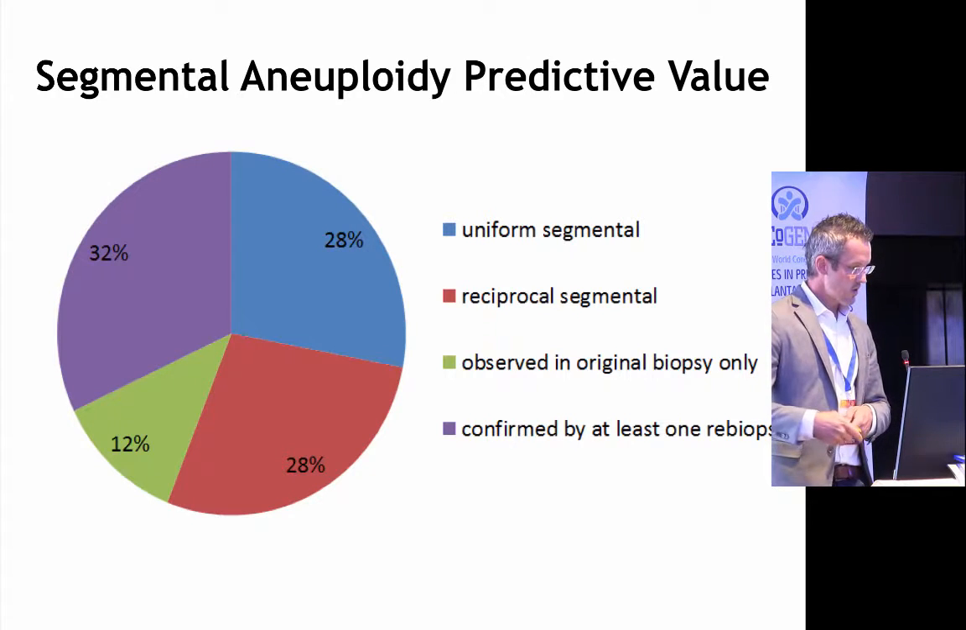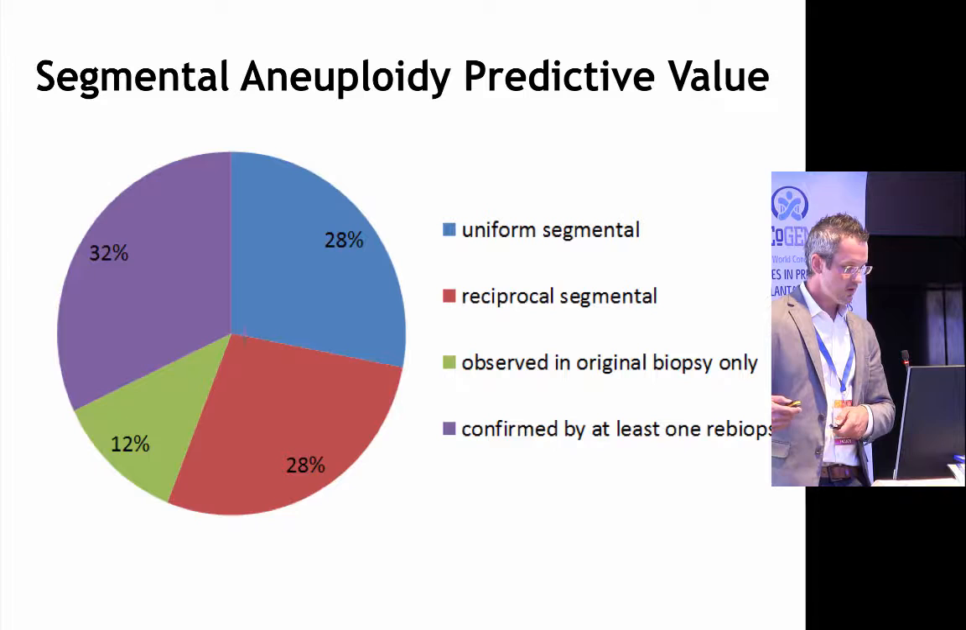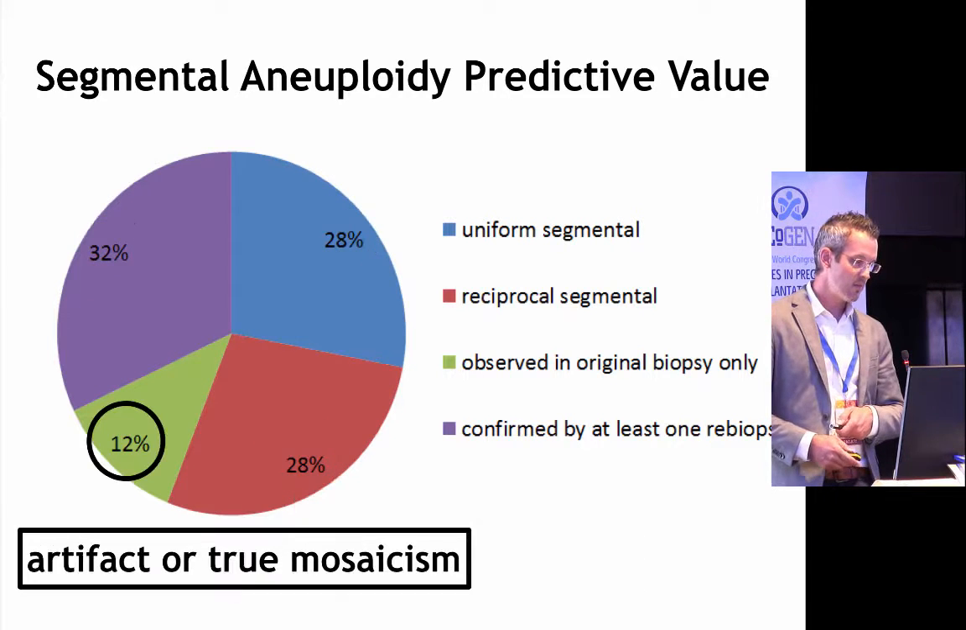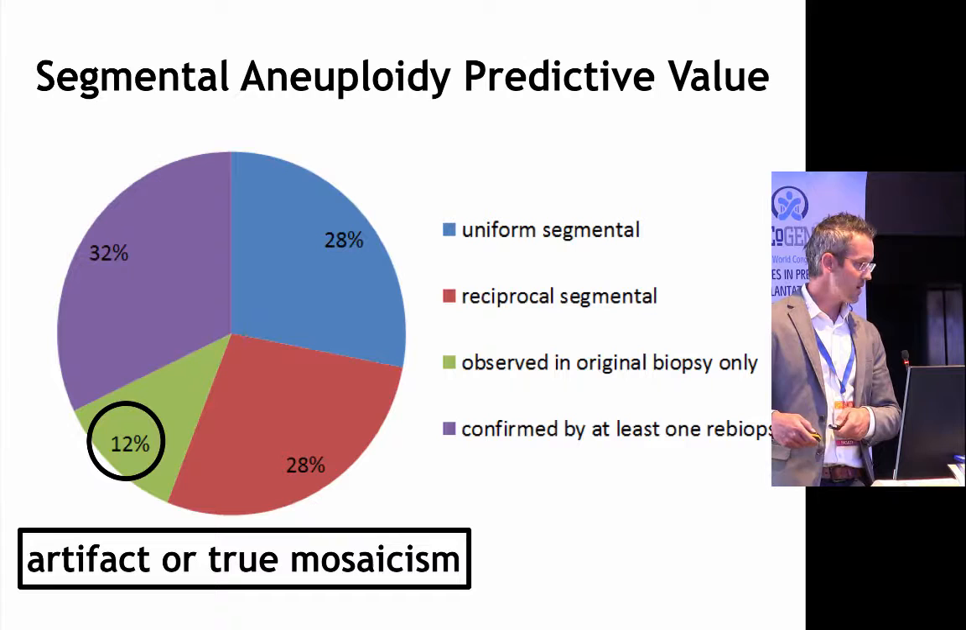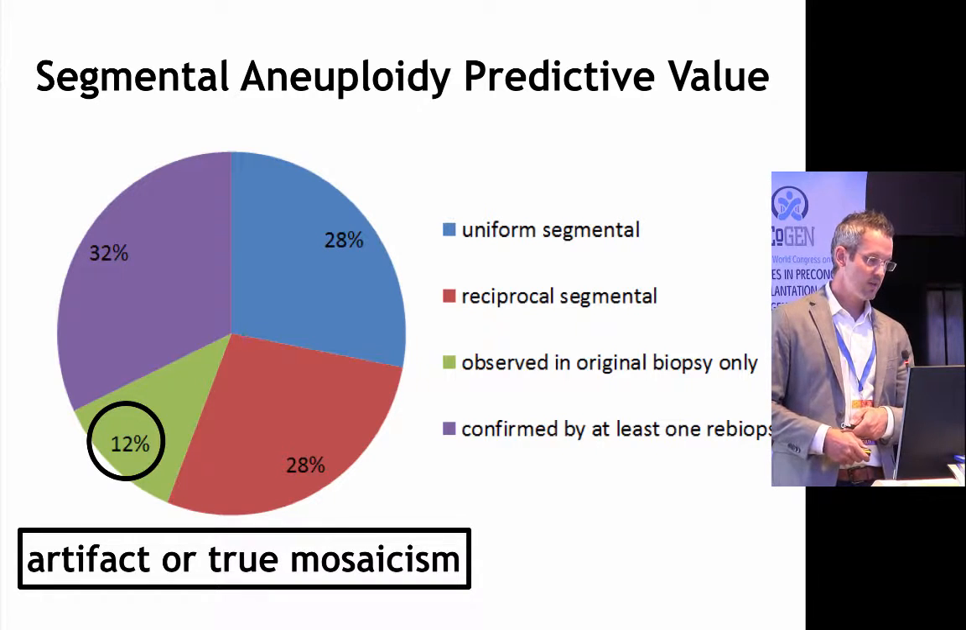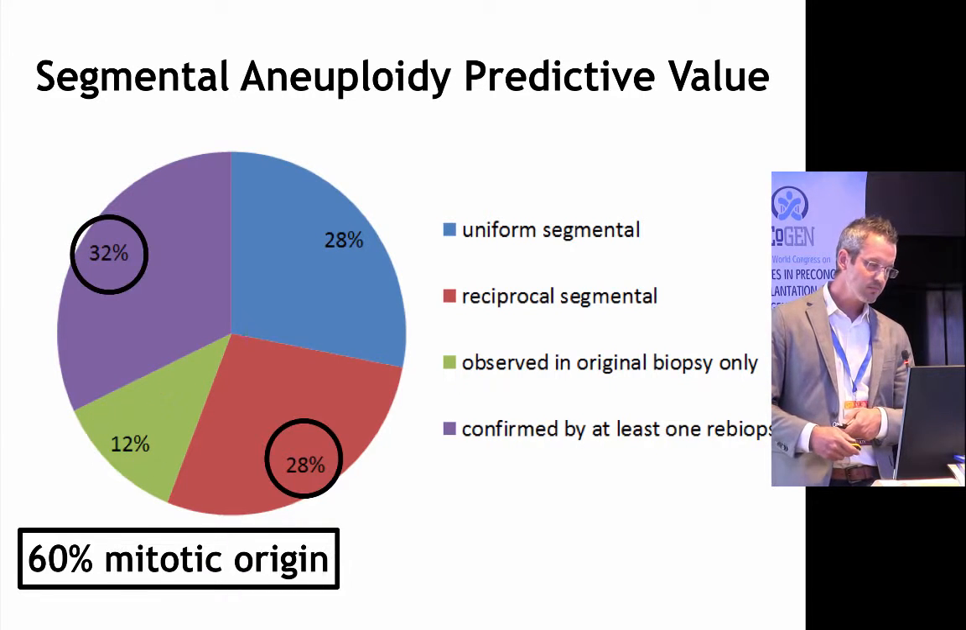And this is just a summary of the results. You can see in 3 of the pies in this chart, the original prediction was confirmed, so we had 88% predictive value of the remaining embryo. There were 12% that were only found in the original biopsy, and these may in fact be artifacts of the method or true mosaicism that wasn't confirmed in any of the remaining embryo.